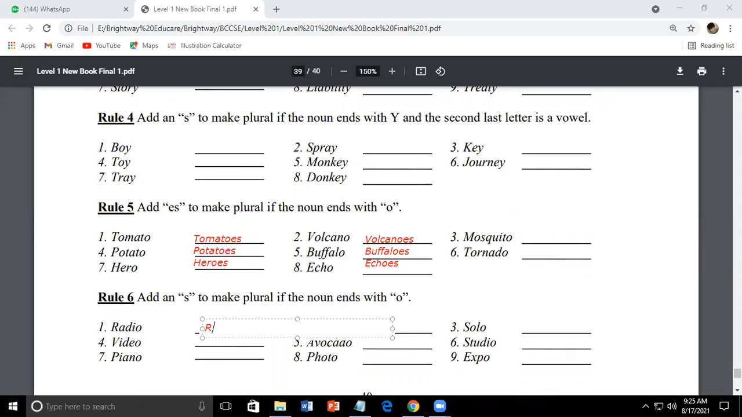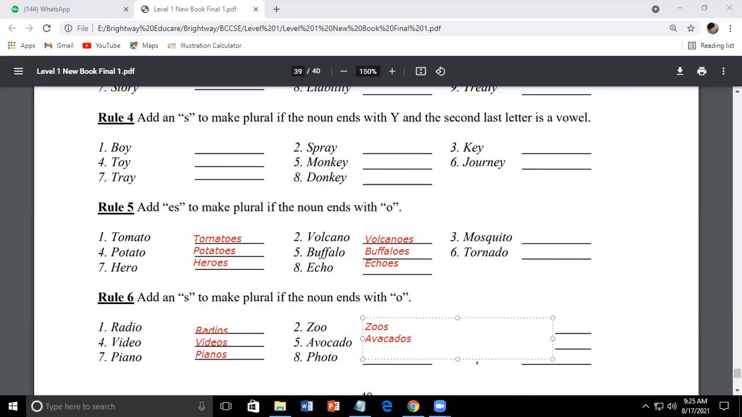So we have radio, RADIOS, radios, video, VIDEOS, videos, and piano, PIANOS, pianos. Here we have zoos, then we have avocado. I'm sorry for the spelling, which is incorrect, but this is the correct one, avocados. And third one is PHOTOS, photos.